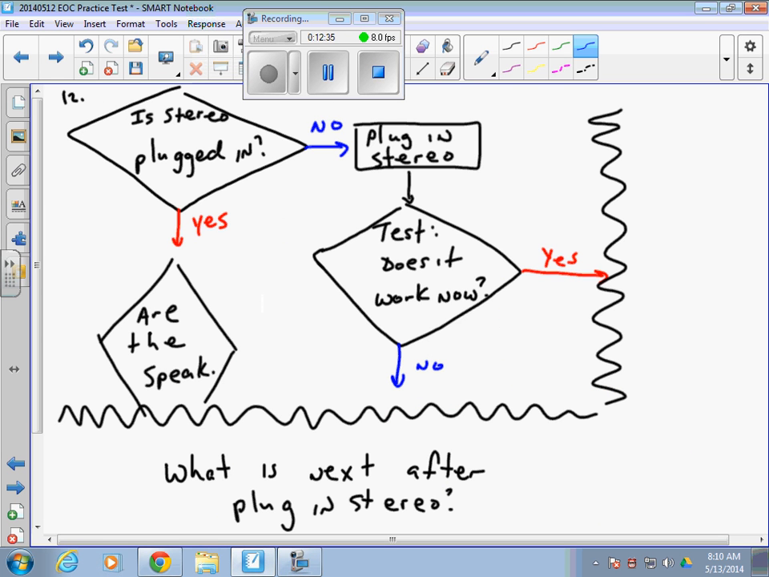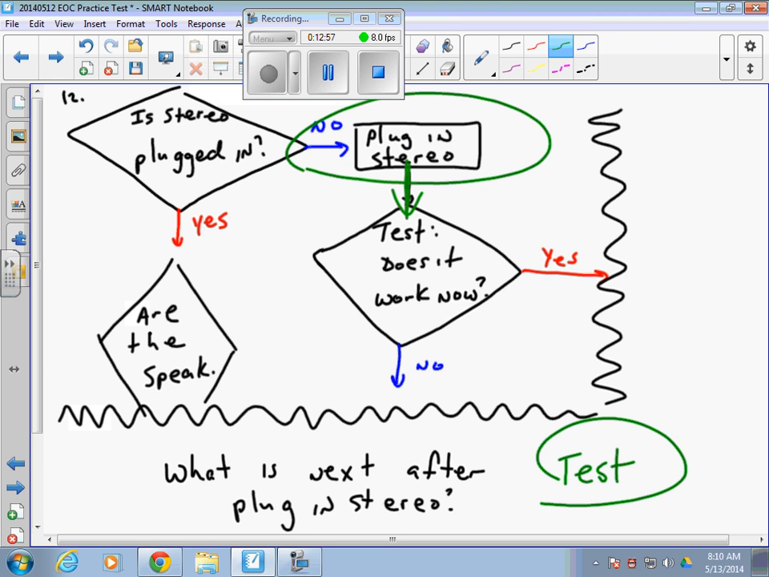Number 12 gives you a flow map. It asks what is next after plugging in the stereo. Well, this is what we have here. This is where we're plugging it in. We know this arrow means to go to this step. It says test it to see if it works. So the first option, where it says test the stereo, is the next thing you want to do.